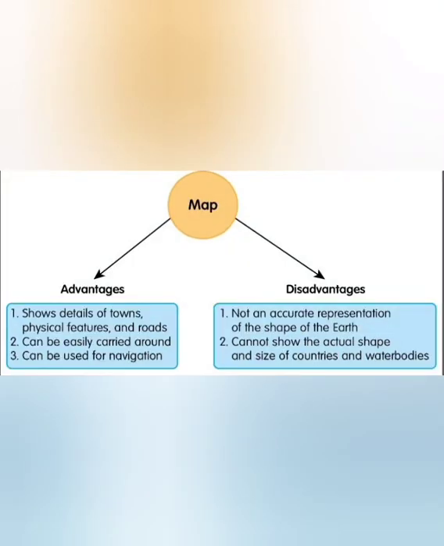Now let's see some advantages and disadvantages of a map. Advantages: shows details of towns, physical features and roads, can be easily carried around, can be used for navigation. Disadvantages: not an accurate representation of the shape of the earth, cannot show the actual shape and size of countries and water bodies.